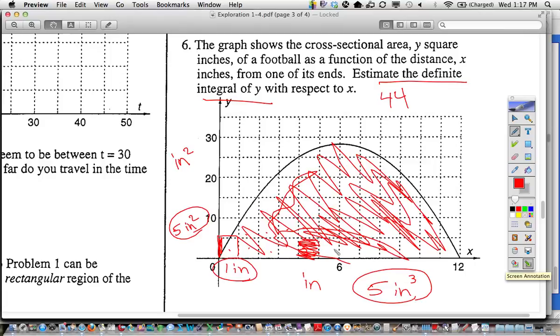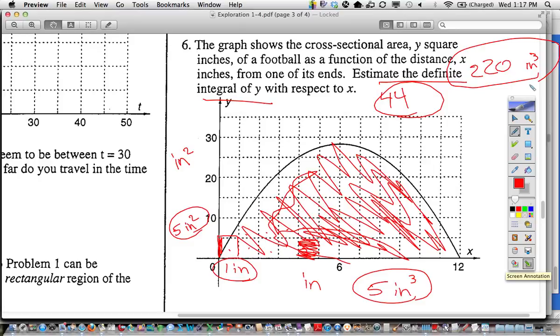What is inches cubed? Volume. So I've got 5 inches cubed in each square, and I have 44 squares. What's that make? 220 inches cubed. What did I just find by doing that? The volume of the football. Look at that. We just did that area business to find how far the truck traveled, and now we found the area under that curve to find the volume of the football.